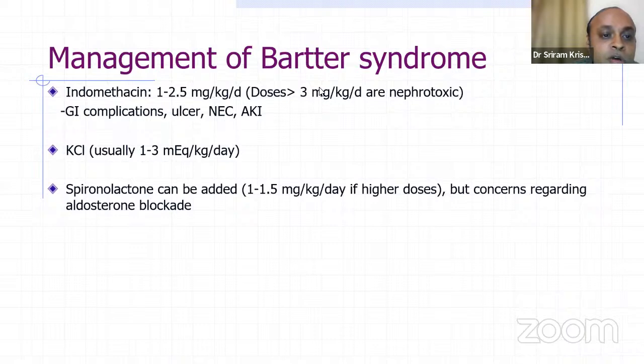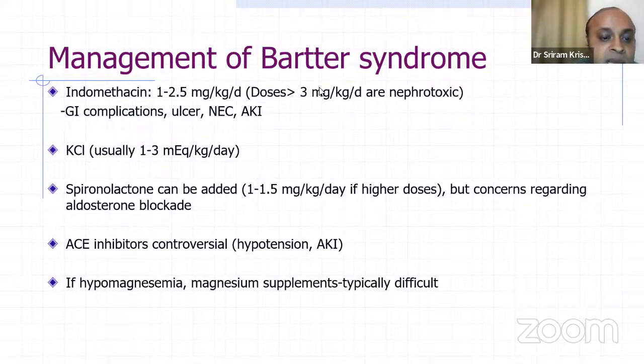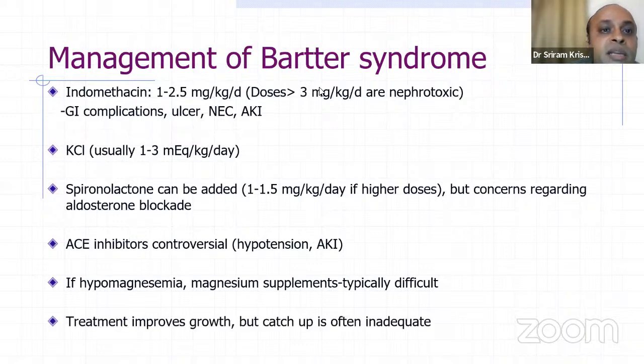KCl is required. It's often difficult to correct Bartter's hypokalemia. Spironolactone can be added, but there are concerns that on one hand you have hyponatremia and you are blocking aldosterone, so it may lead to more hyponatremia. So it is a controversial thing. ACE inhibitors are also controversial because if you use them with indomethacin, it can cause hypotension and AKI. If there is hypomagnesemia, magnesium supplements will be required, but typically the hypomagnesemia is difficult to treat. Treatment improves the growth, but catch-up growth is often inadequate.